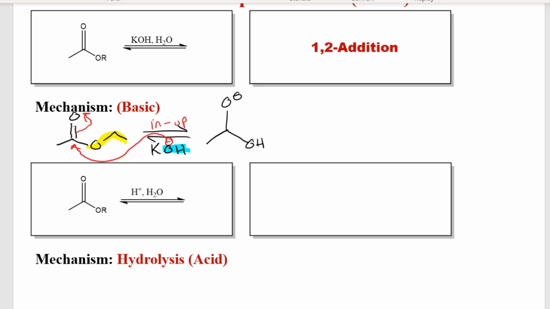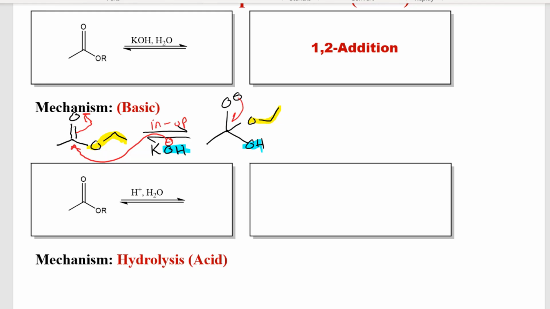Driving on the OH, driving off the O-ethyl. And I can do my down, out just to remember what I'm driving off. Down and out.